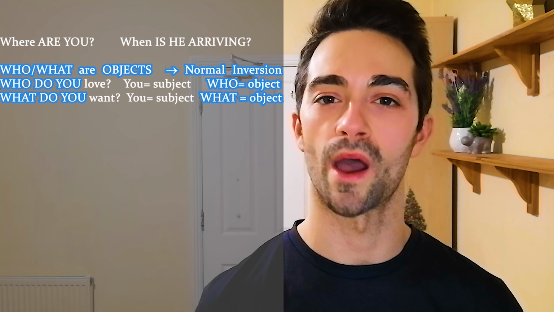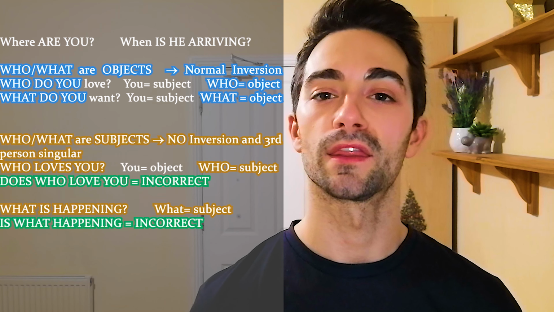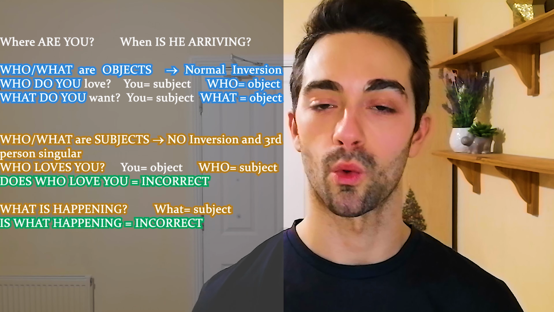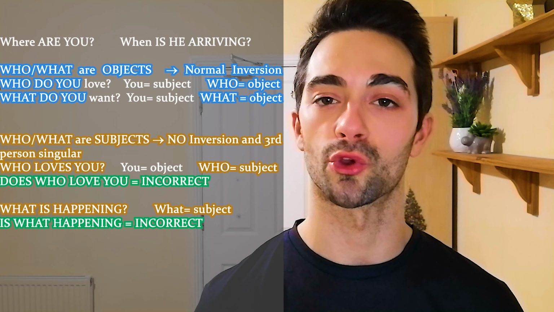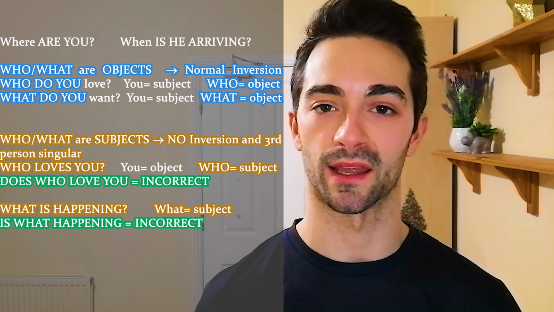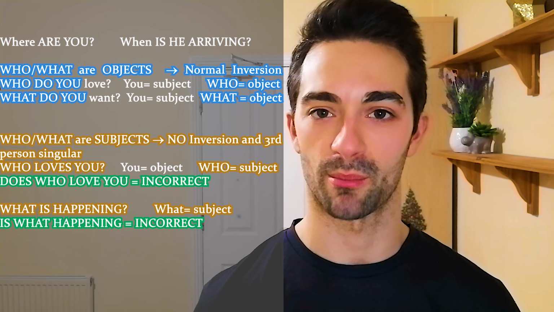But what happens when who and what are the subjects? When they are, there is no inversion in the question and they are considered a third person singular. So we say, who loves you, where who is the subject and you is the object. We can't say, does who love you? The same thing happens when we say, what is happening, where what is the subject. We can't say, is what happening.